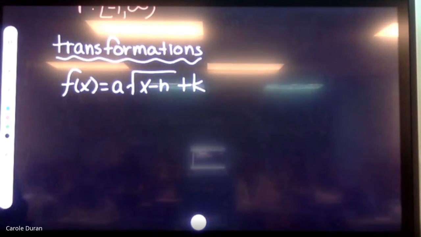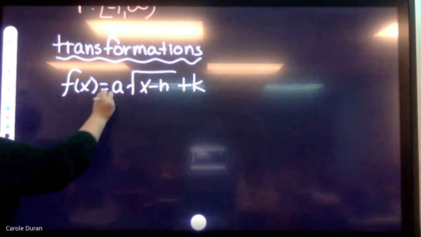Let's say that we have a radical function that is y equals some constant a times the square root of x minus h, all plus k. Okay, this a, h, and k represent different transformations that happened to my parent function, which is just y equals the square root of x. Can I plug in y right there? Yeah, it's the same thing. This just means functions in terms of x, which is how we talk about this stuff sometimes.